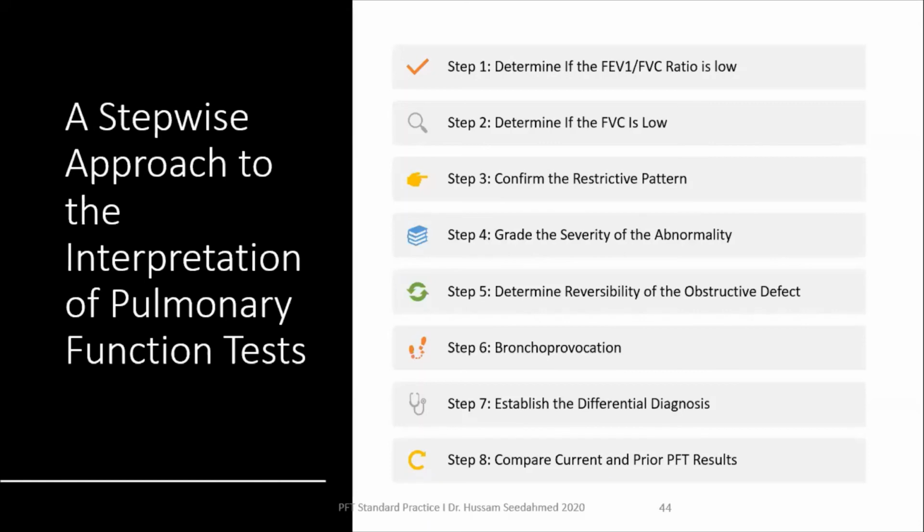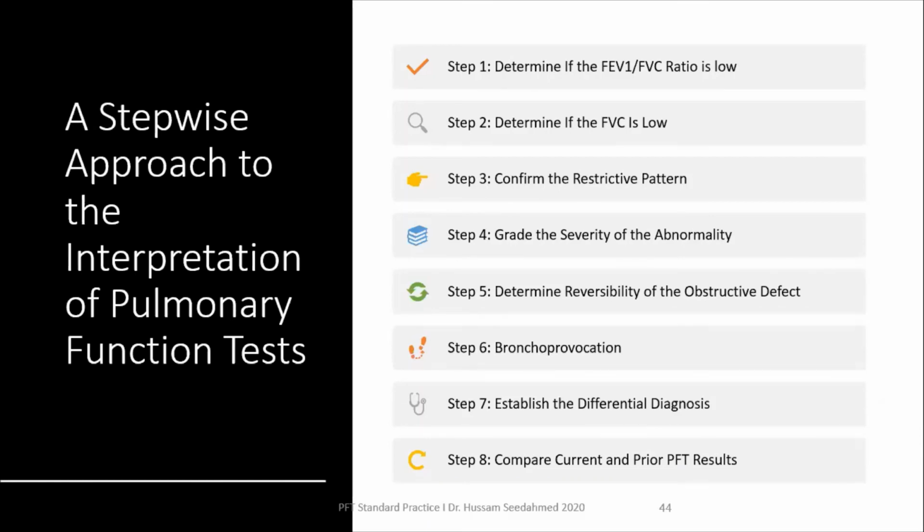But first, before all this, before jumping to the steps, you should examine the flow volume loop. Take a look at the flow volume loop and decide whether it looks like an obstructive pattern, of course after making sure it is acceptable and repeatable. Sometimes look at the curve before we look at the numbers. Look at the curve, for the patterns we talked about.